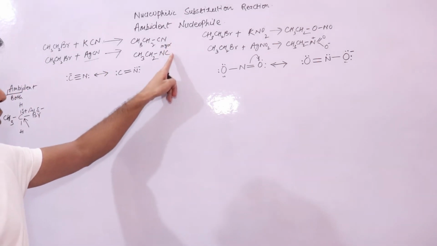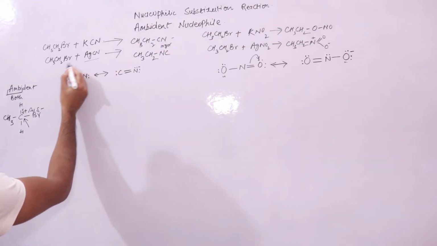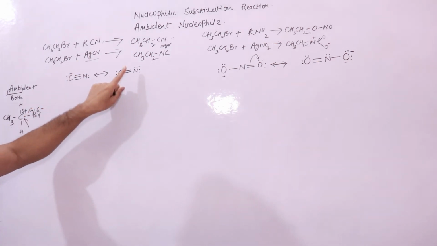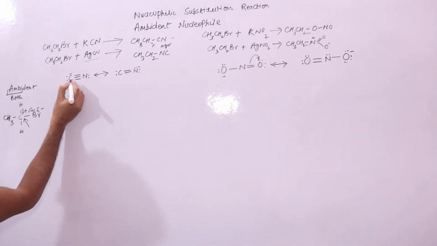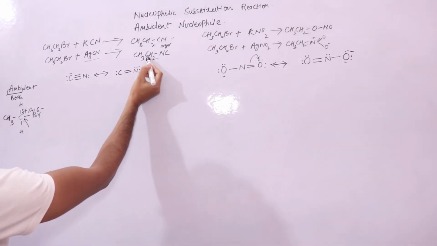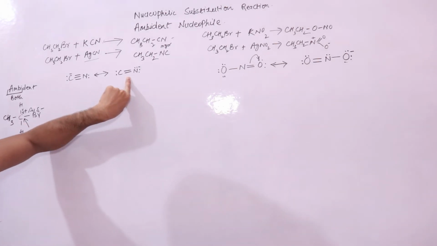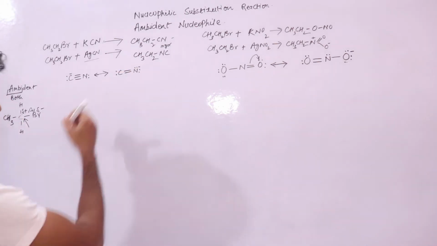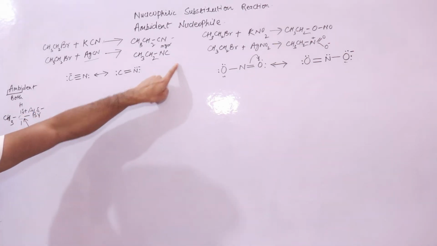Now why are we getting two different products? The simple reason is, in this case the cyanide ion has attacked through the carbon atom. The cyanide ion is attached to this electron deficient carbon atom through the carbon of cyanide, whereas in the second case you can see the carbon is joined to the nitrogen atom. In the second case, this cyanide ion is attached to this electron deficient carbon atom through the nitrogen atom. So when it attaches through the nitrogen atom, it results in an isocyanide.